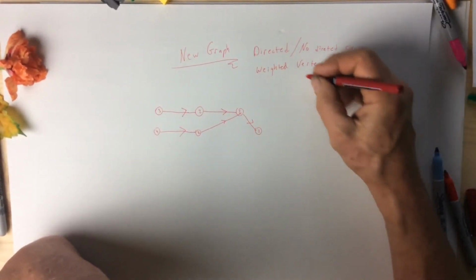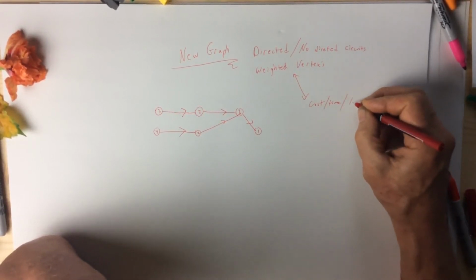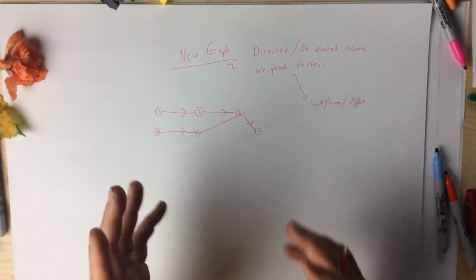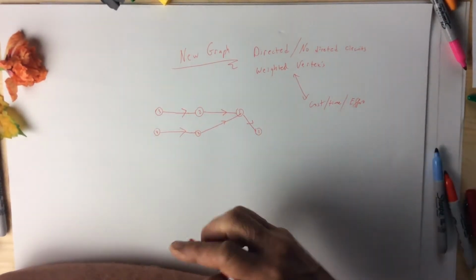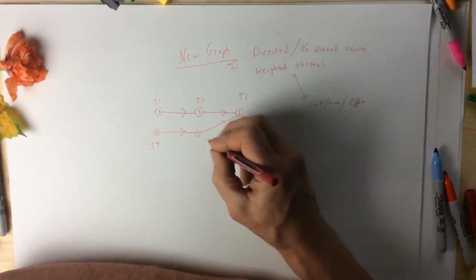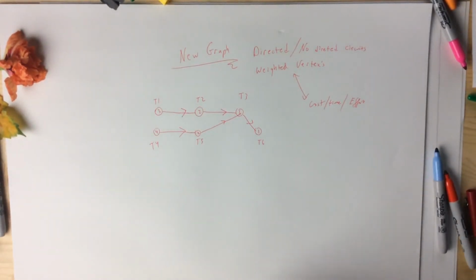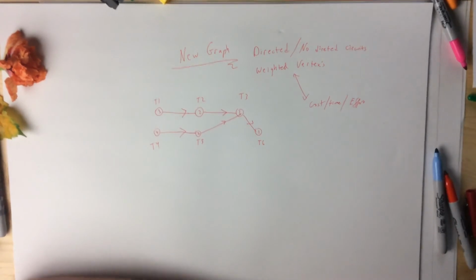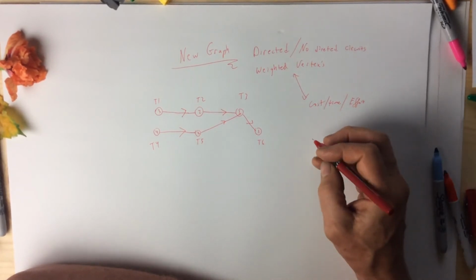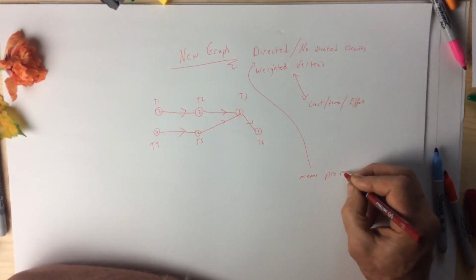And these weights usually are associated with cost, time, effort. And because it's most often used in terms of what's called tasking, we usually name the vertices with a very simple naming process. Task 1, Task 2, Task 3, Task 4, Task 5, Task 6. This directed graph represents a process of doing things. And the arrow means prerequisite.